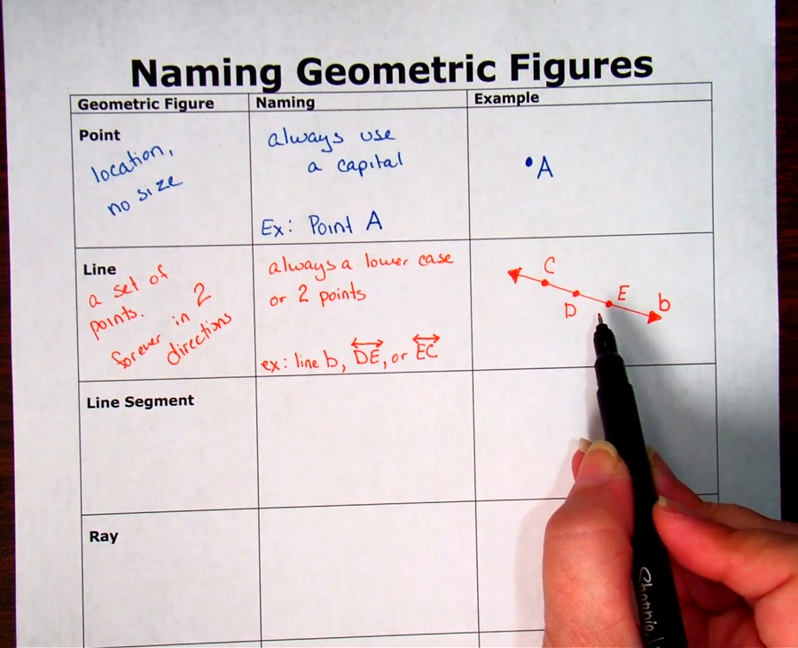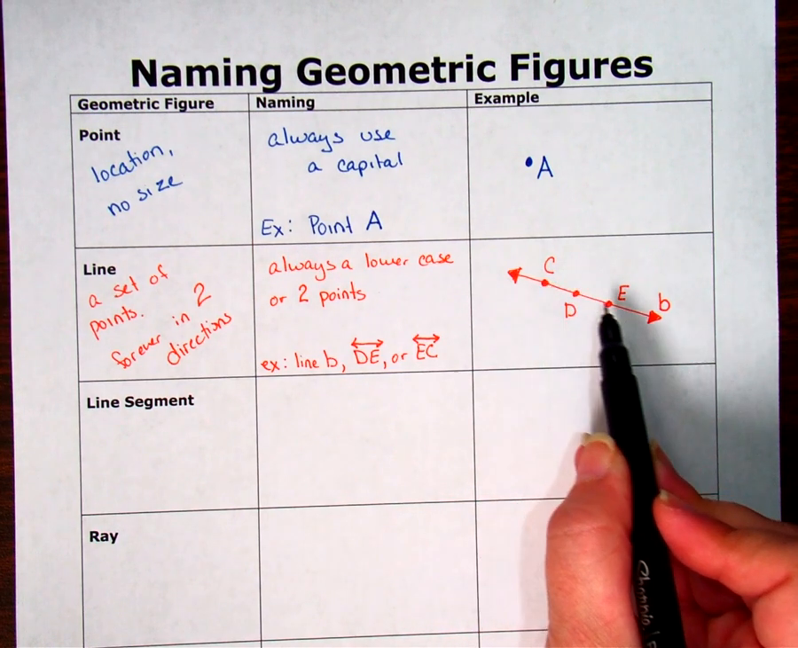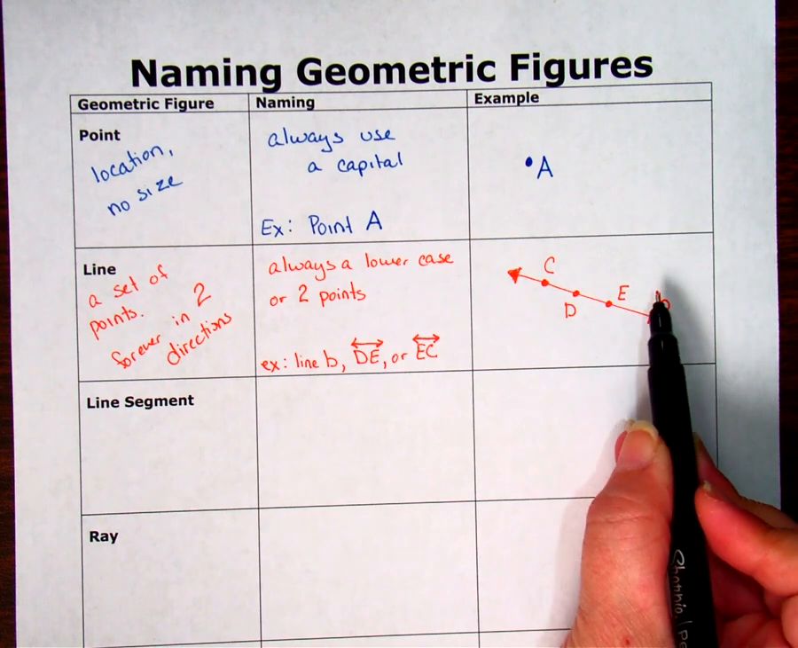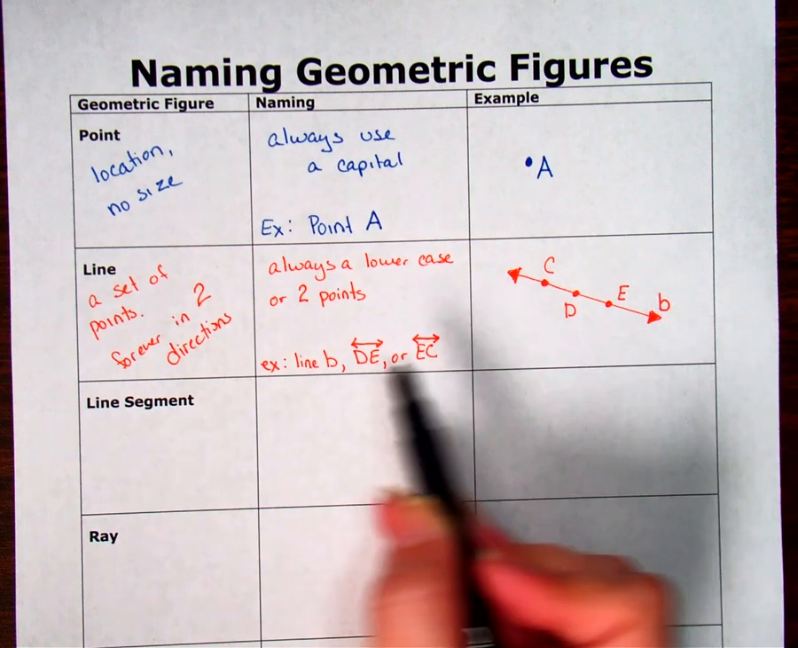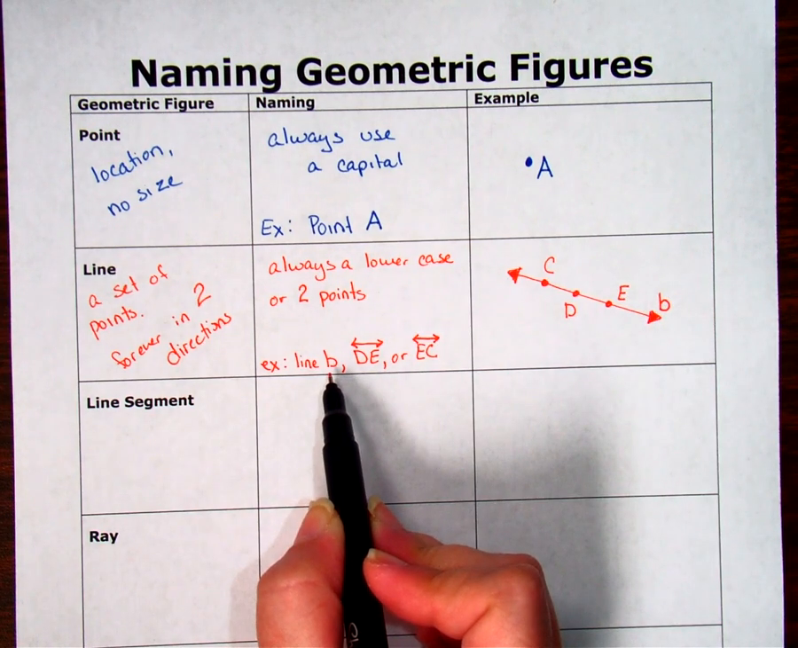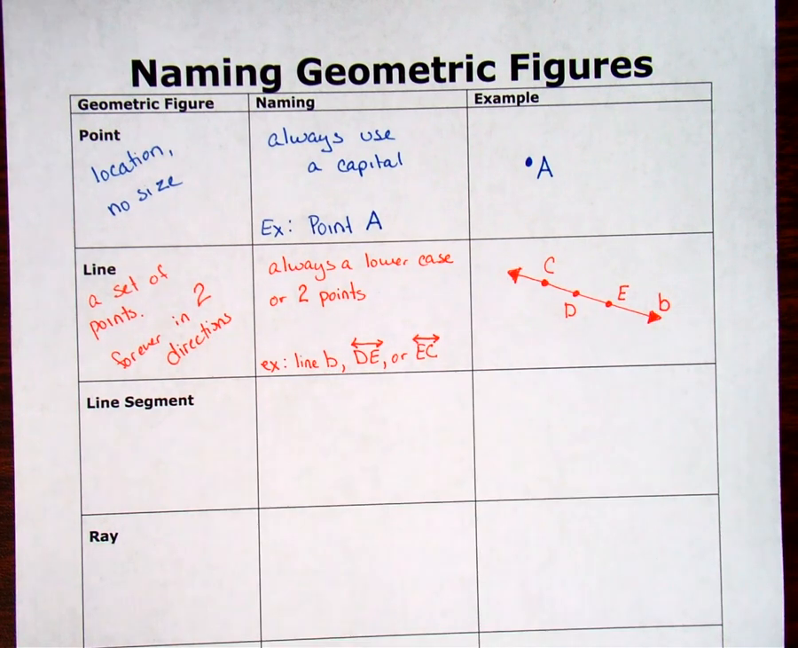I cannot say line CB because b is the name of the line. It's not a point on the line. b is a whole separate thing; you need just that one lowercase letter to name that line.